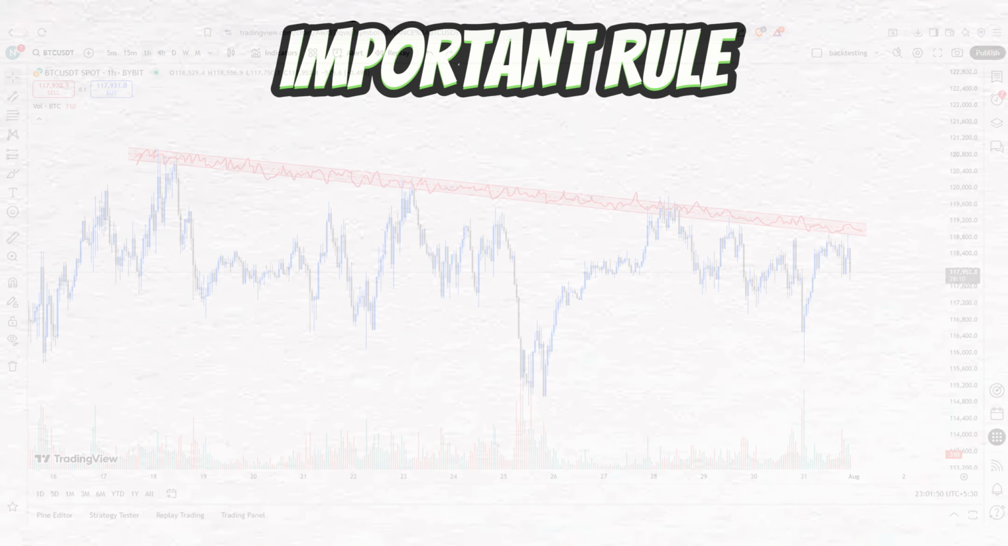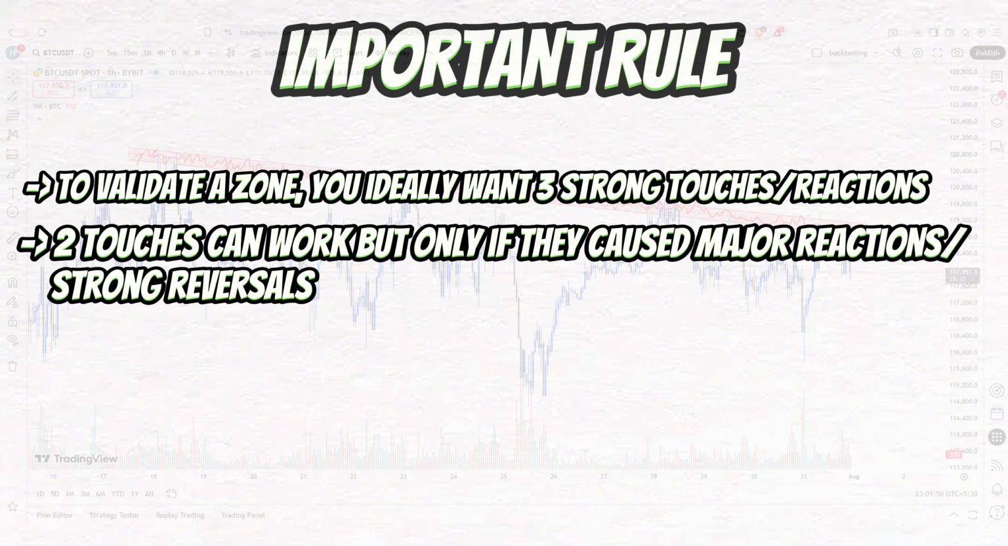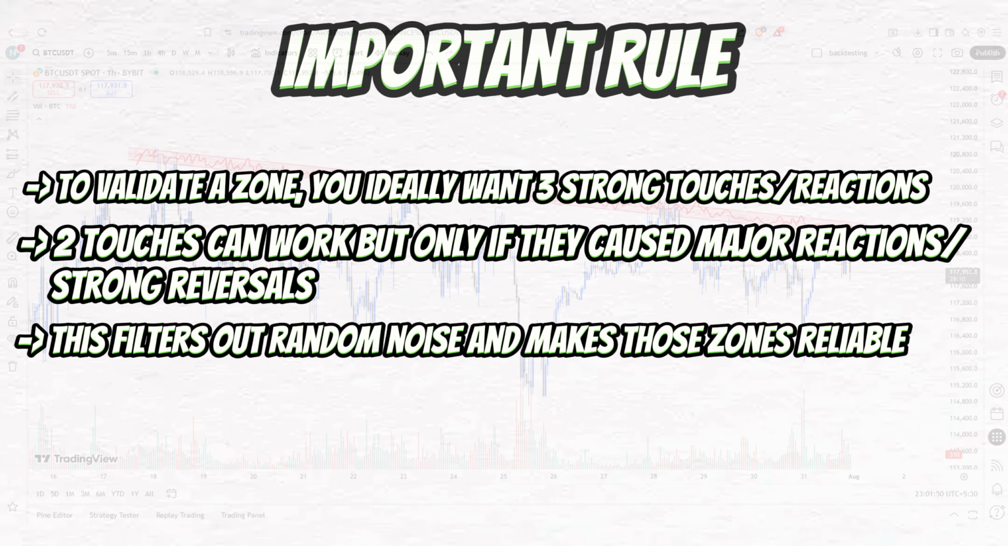Important rule here. To validate a zone, you ideally want 3 strong touches or reactions. 2 touches can work, but only if those swings caused major reactions like strong reversals. This helps filter out random noise and makes your zones reliable.